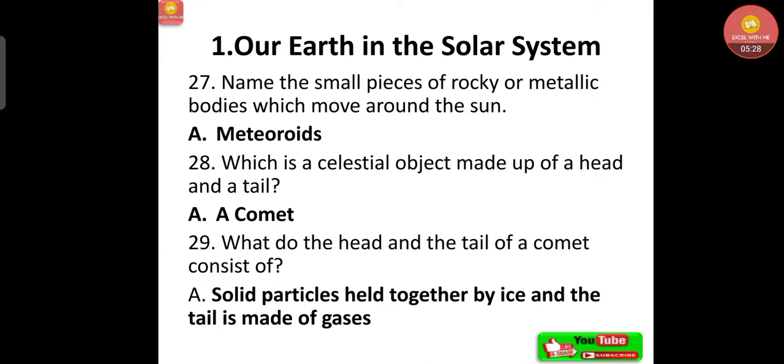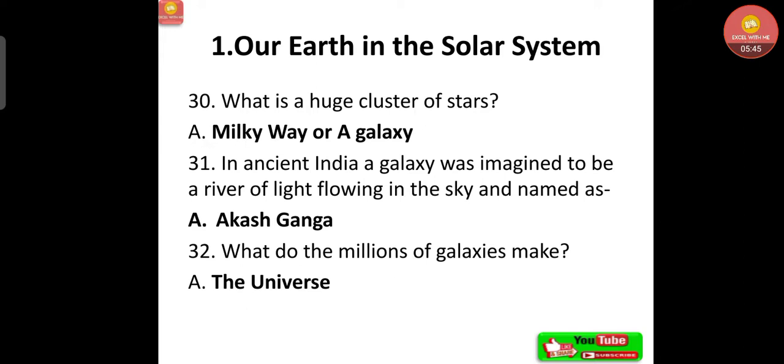Which is a celestial object made up of a head and a tail? A comet. What do the head and the tail of a comet consist of? The head is solid particles held together by ice, and the tail is made up of gases. What is a huge cluster of stars? That is Milky Way or a galaxy.